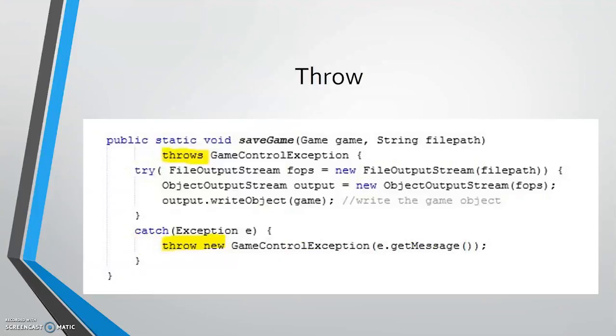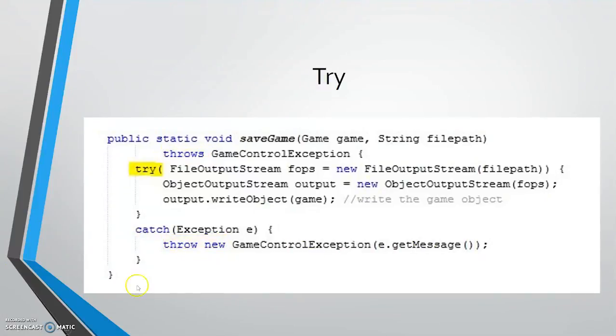From there, we are doing our try, which in this example is trying to see if we can create a new file stream called FOPS. If we can, then we go ahead and create an output object, and we write some object to the game to that file. So that's the try. It goes through and tries to do all this stuff.